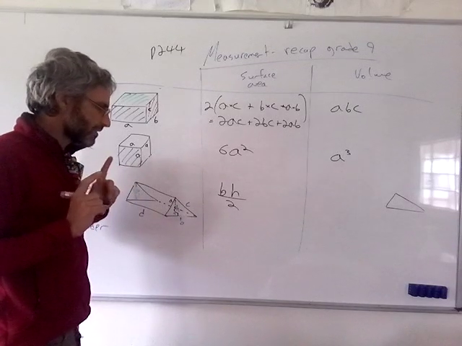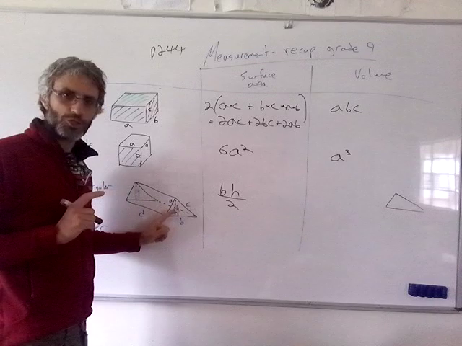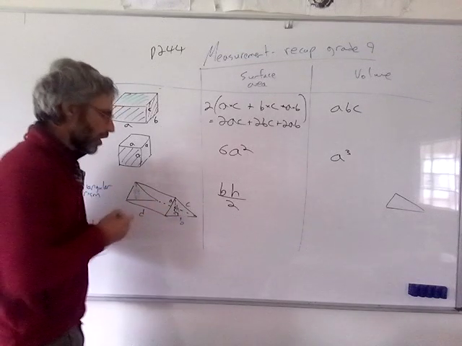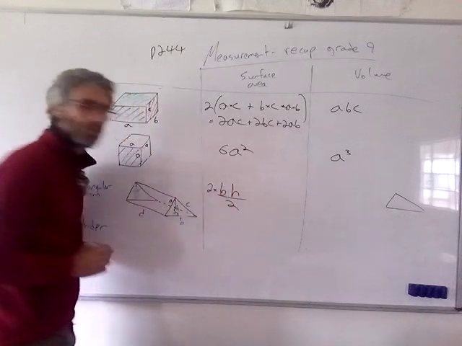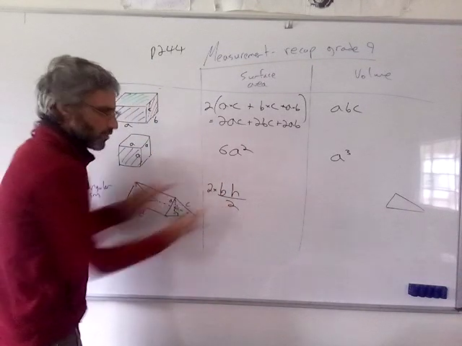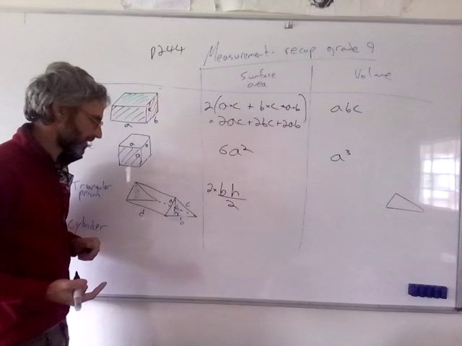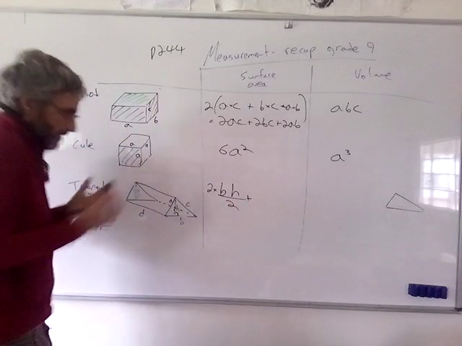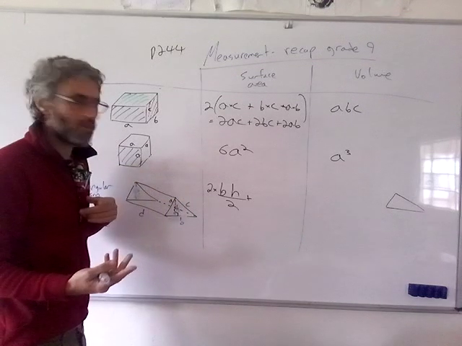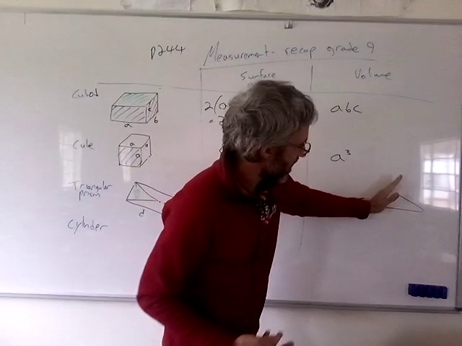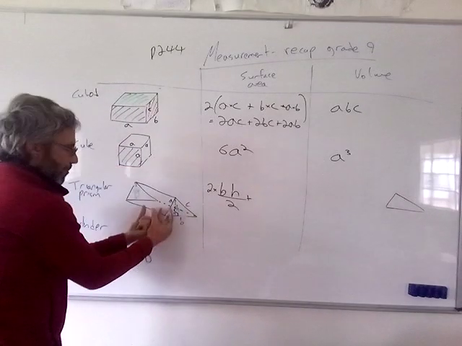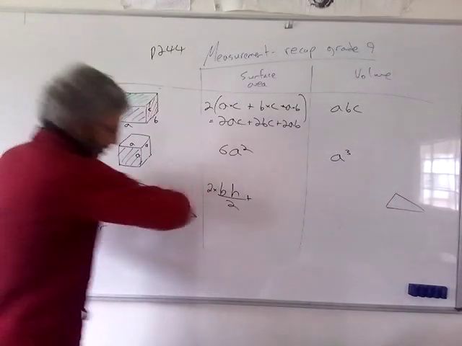Now, that's the area of one triangle. But I've got two triangles, so I need to times that by 2. Okay, so you can see those two will cancel out in a second. Now we're going to add to that, because that's just the 2 sides. Then I've got the other 3 sides. Okay, I've got one side here, one side there, one side there. I've got this side, I've got the bottom side, and I've got the one on this side.